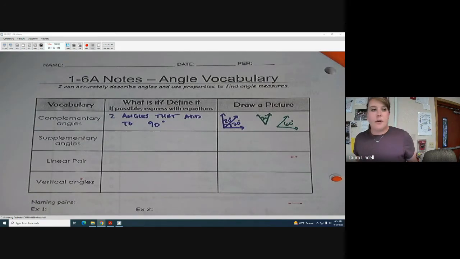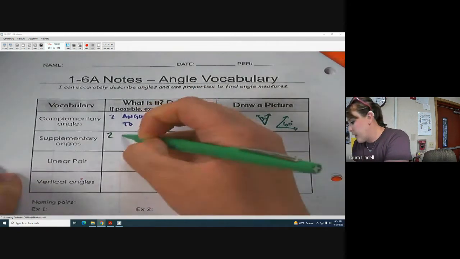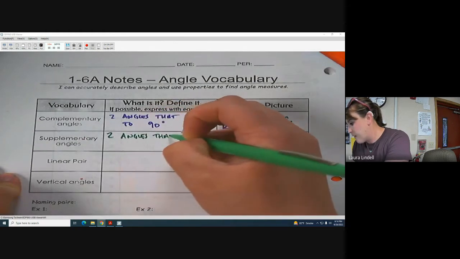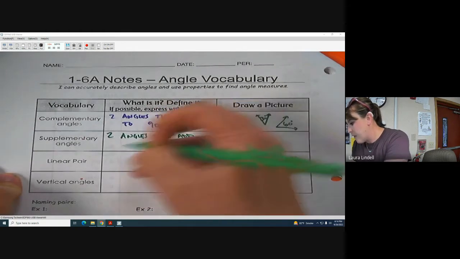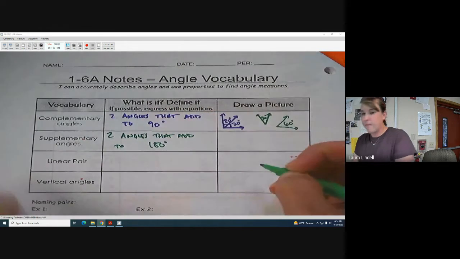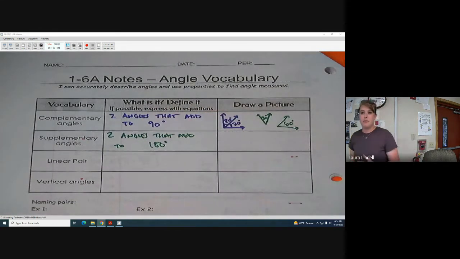All right, the next one, supplementary angles. So complementary was two angles that add to 90. Supplementary is two angles that add to 180 degrees. So two angles that add to 180 degrees.